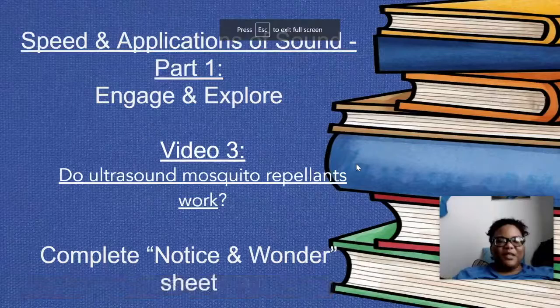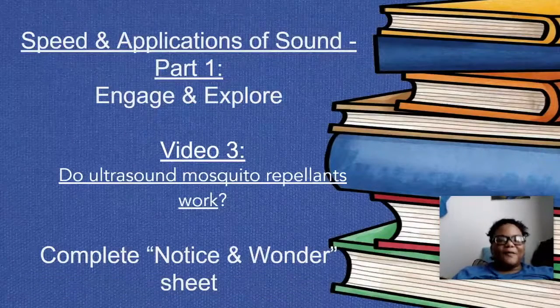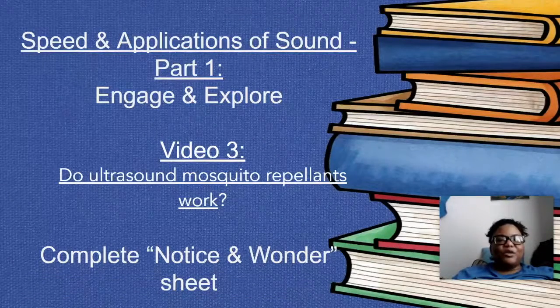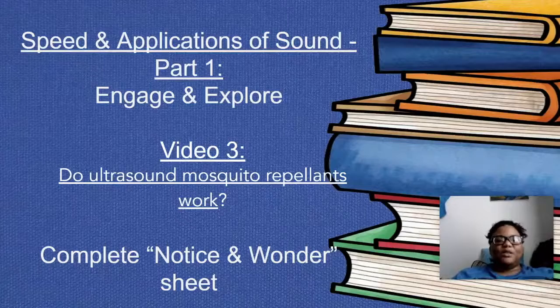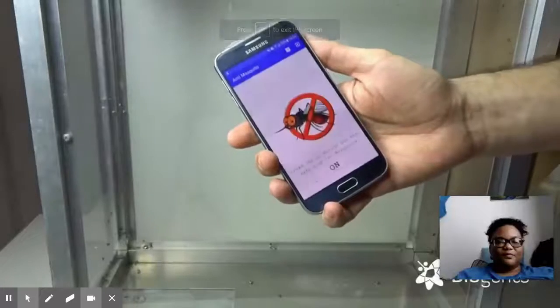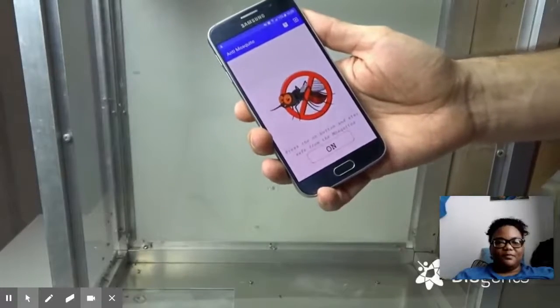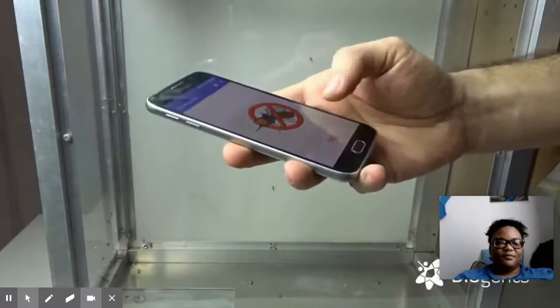Video number 3 is do ultrasound mosquito repellents work? Mosquito repelling, and we've got a cage full of mosquitoes and we're going to try whether that works or not.